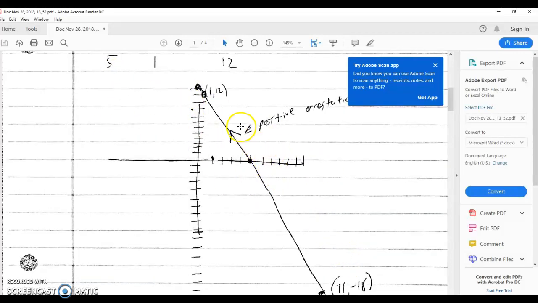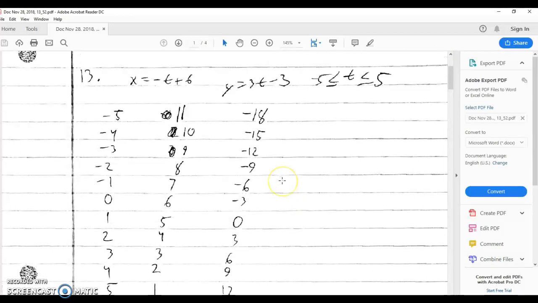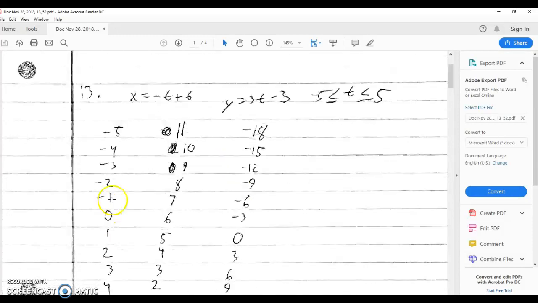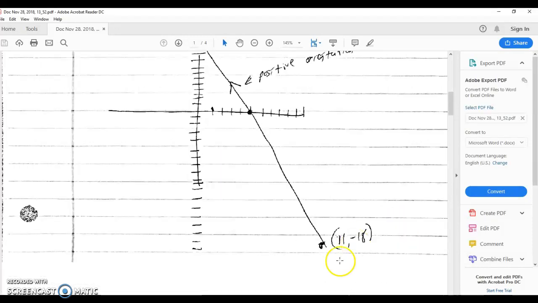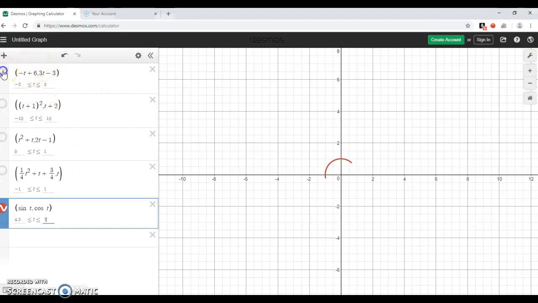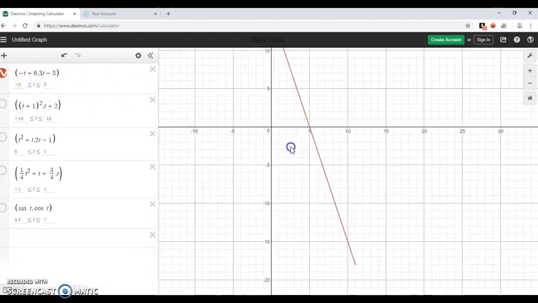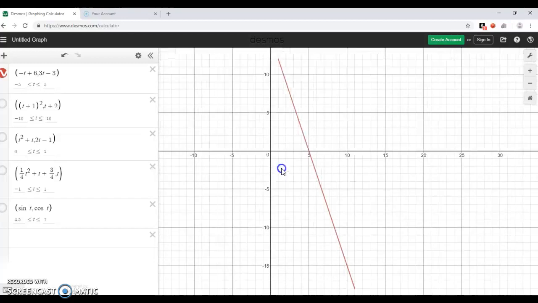It makes this line. And then for the positive orientation, you think about what happens as you increase t. Well, as t goes up, I go from the 11 back to the 1. So I'm going this way. So that's my positive orientation for this curve. Now, a kind of neat thing, you can do this very easily in Desmos. I put -t plus 6 in and 3t minus 3, x comma y. And I had my t go from -5 to 5. And I can see what the final product looks like.